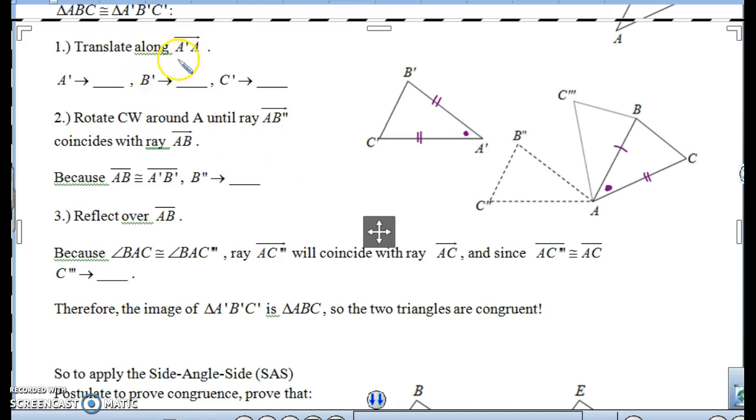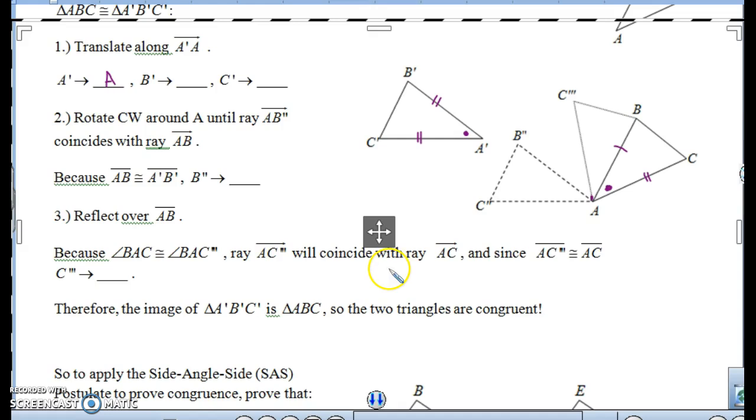So the first thing we're going to do is take A prime here and translate it over to A. If you translate, we're going to slide from here down to here. That means A prime ends up at A. So we know A prime and A correspond to each other, so we're good there.